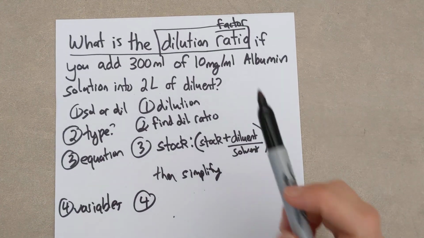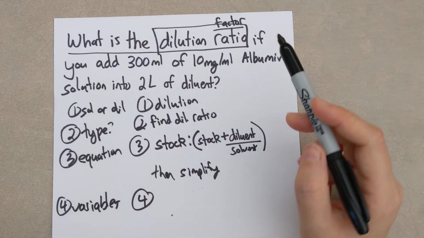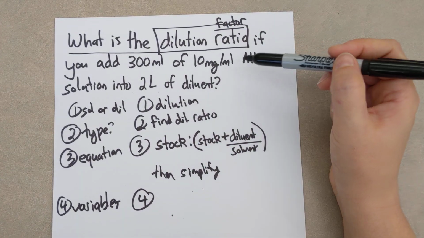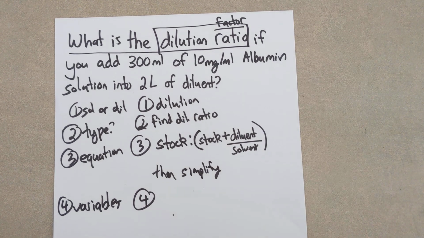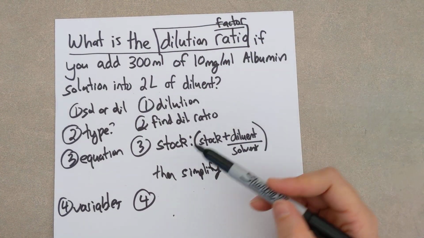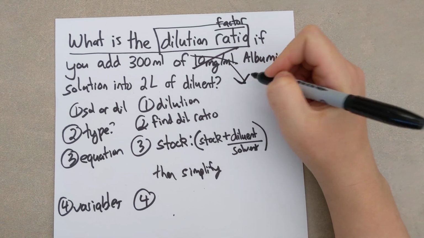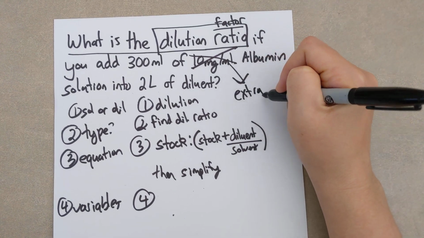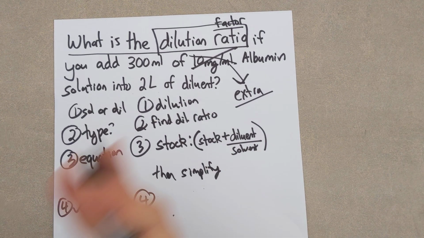So in rereading the question, what is the dilution ratio if you add 300 milliliters of 10 milligram per milliliter albumin solution into 2 milliliters of diluent? So we only need 2 numbers, the stock and the diluent. The concentration is now extra. It is extraneous. We do not need that. That now no longer matters.